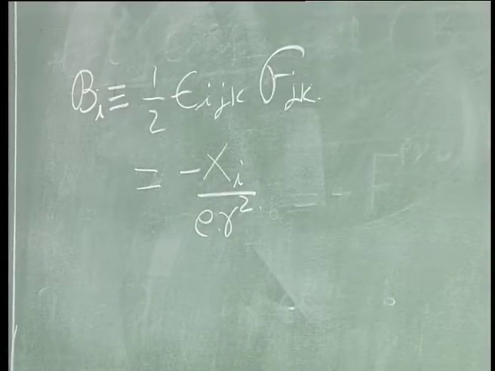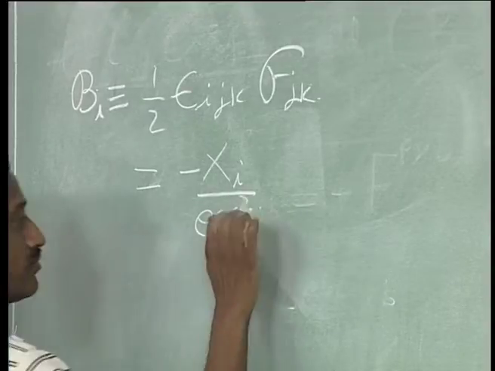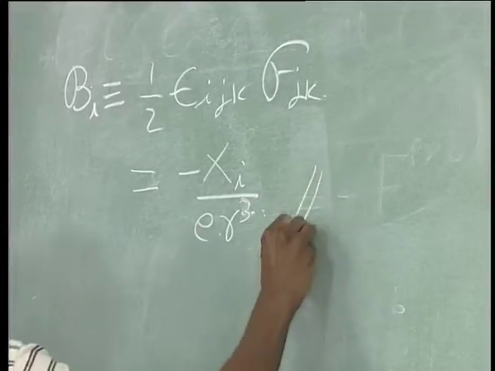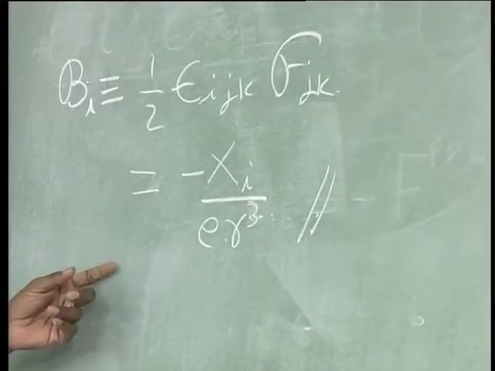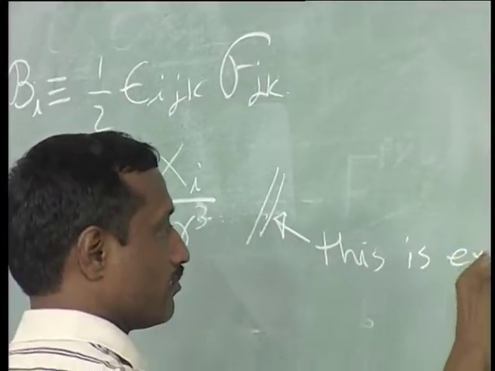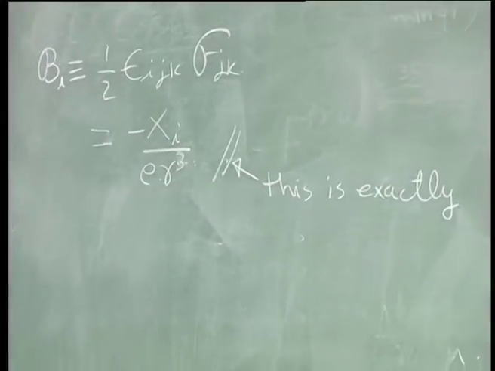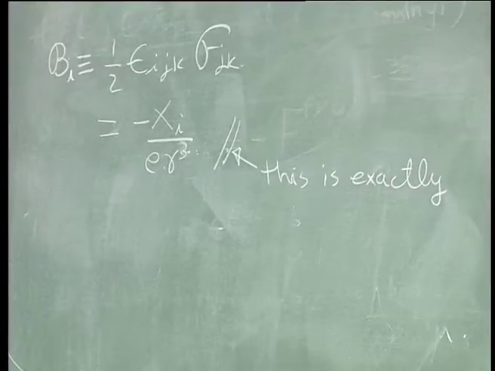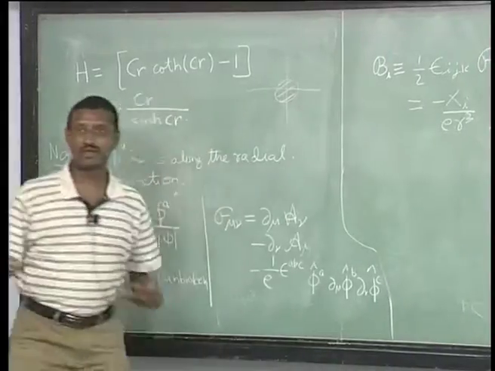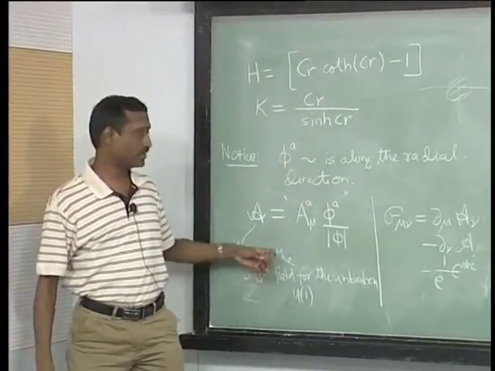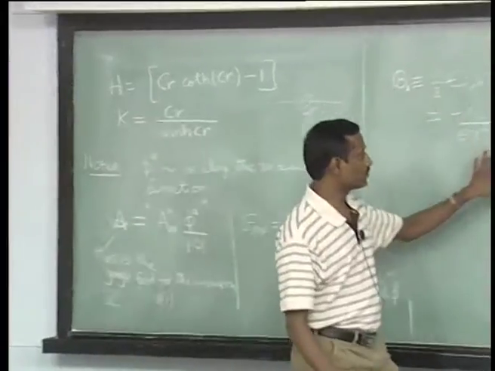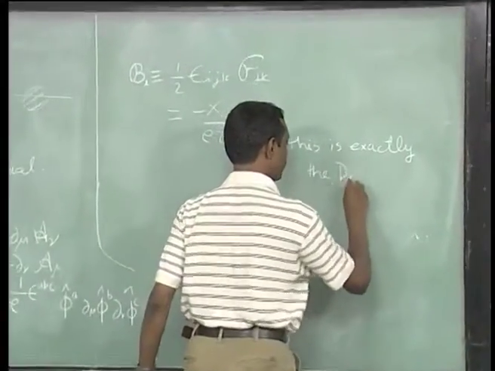And a very simple form, r cubed, correct. So this is exactly what we wrote for a Dirac monopole. Remember, this is being computed outside, in the region where SO3 is broken to U1 and all the others become massive. All these definitions only make sense in that region. Okay. So this is exactly the Dirac monopole.